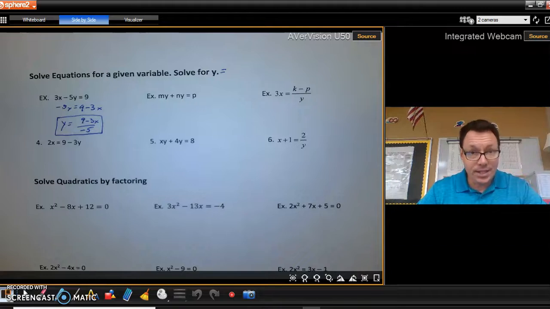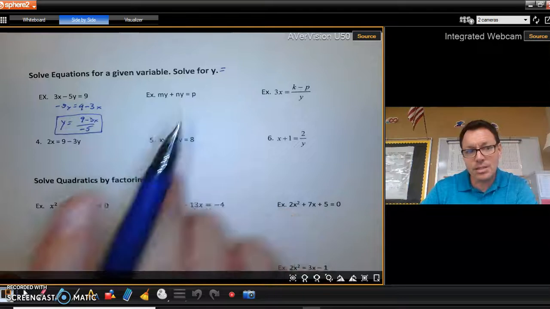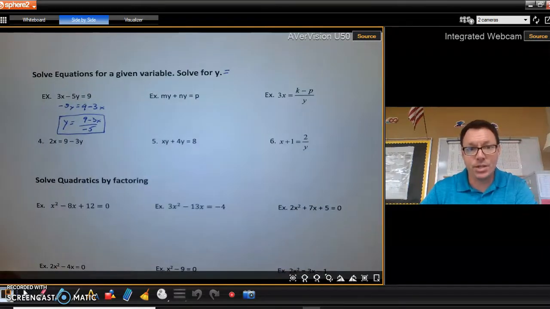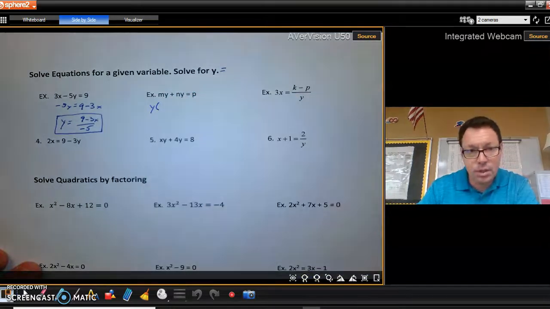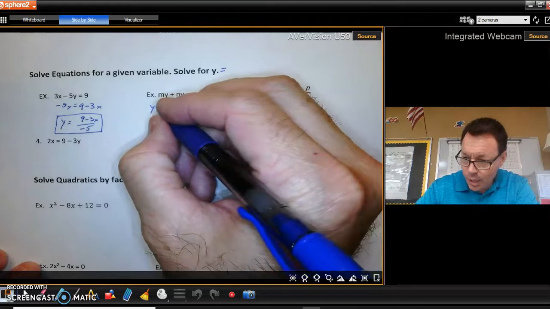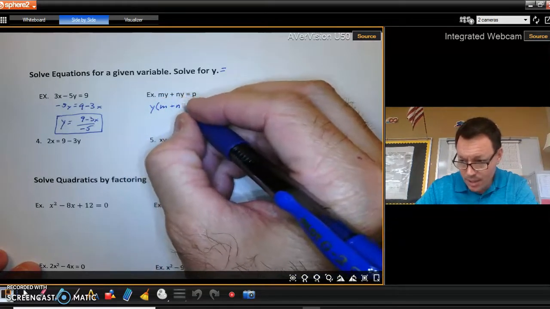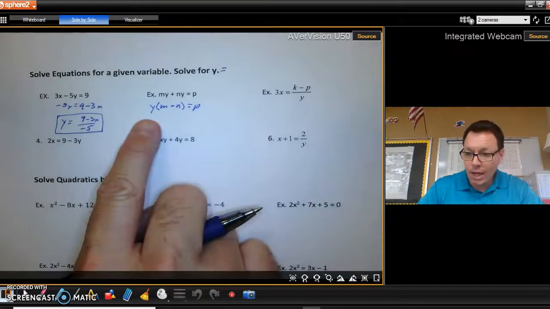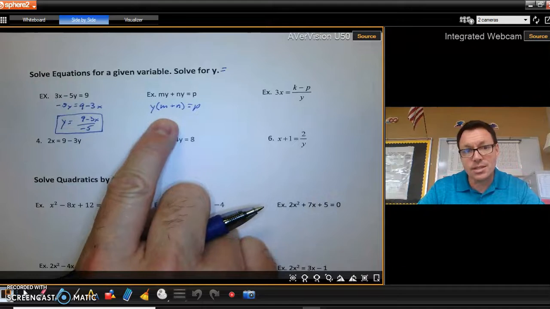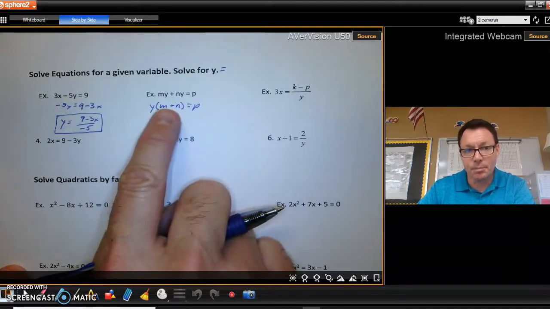And it involves factoring. I have two terms that both have a y. That means that y is a common factor, and I can factor it out. If you factor a y away from the my, you just have an m, and you're factoring it away from the ny, so you just have an n. Now notice I just have one y. That one y is being multiplied by something, so I can divide by that something. I'm going to divide both sides by m plus n.